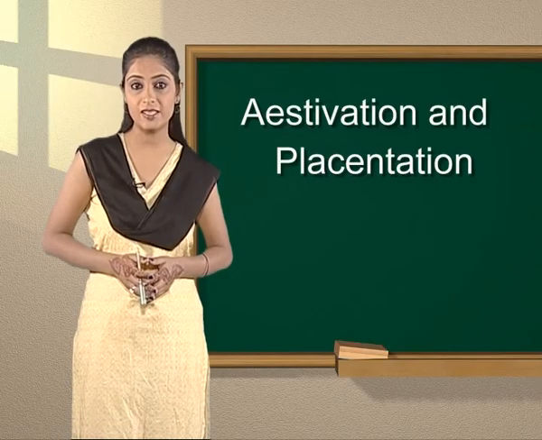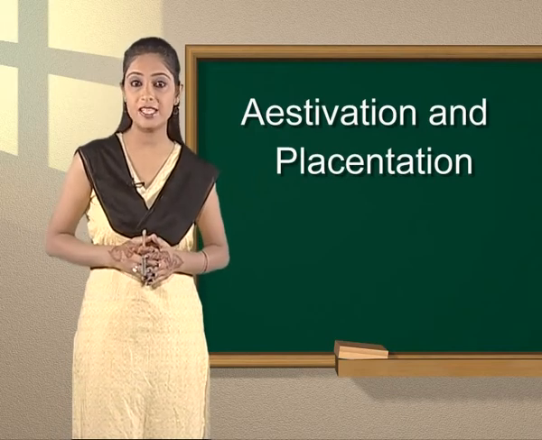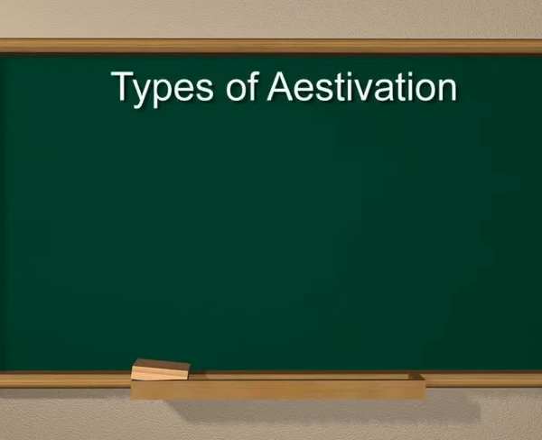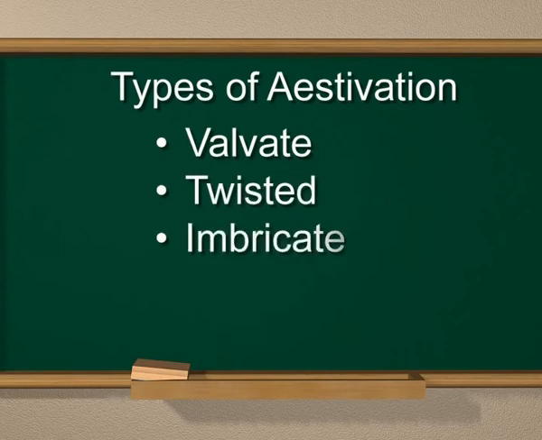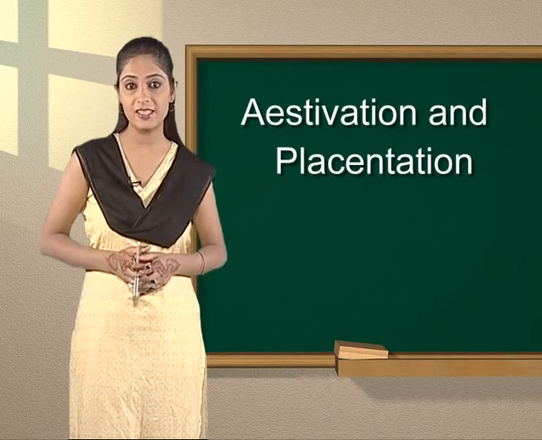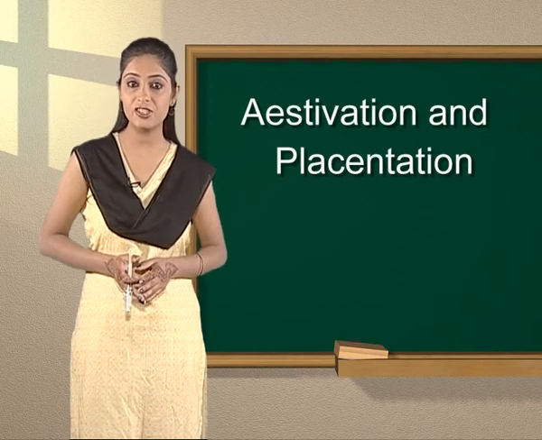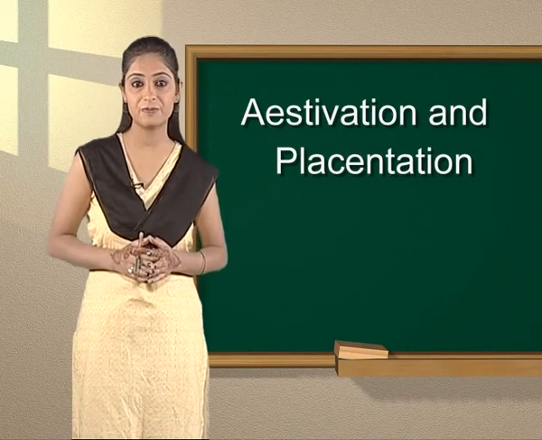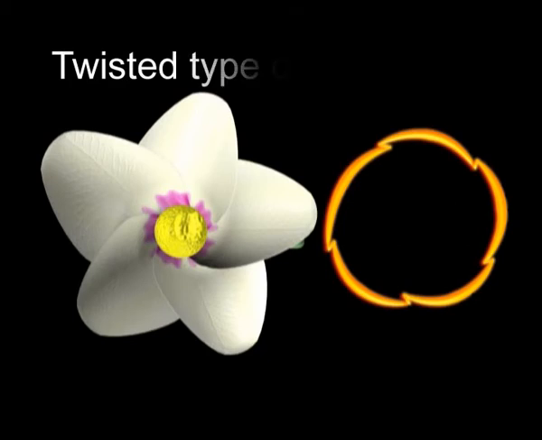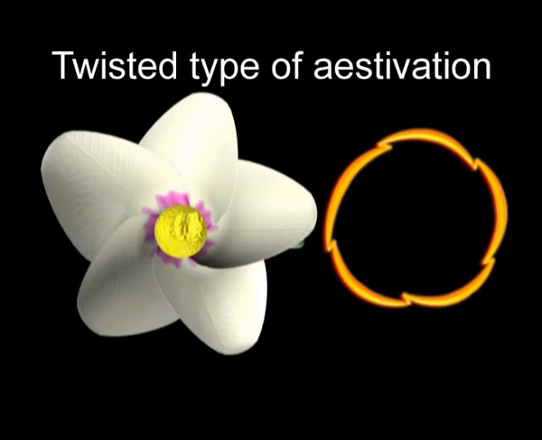The next question is, list the various types of estivation. Answer: the main types of estivation are valvate, twisted, imbricate, vexillary and quincuncial. The next question is, name the type of estivation shown here in the image. Answer: yes, you are right. This is a twisted type of estivation.